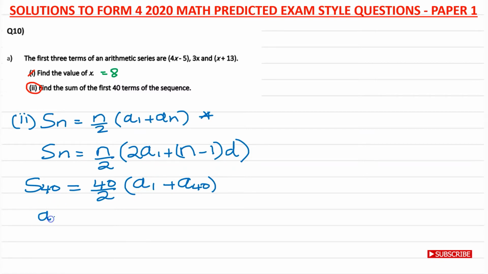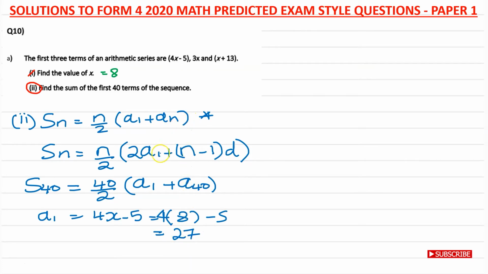A1 is given as 4x minus 5. We know what x is, so I'm just going to substitute the value of x in there. That's going to be 4 times 8 minus 5, which is 4 times 8 is 32, take away 5, that's going to be 27.